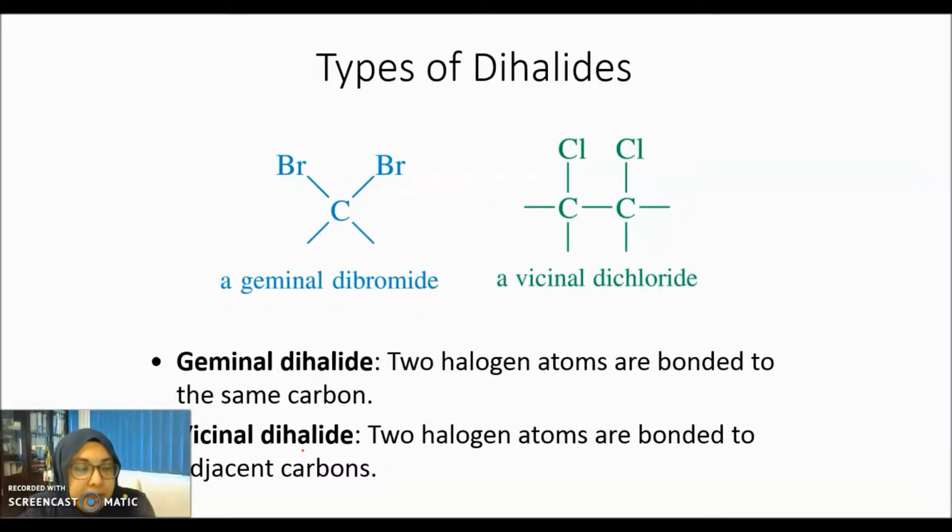What do you mean by adjacent carbon? Adjacent means sebelah or neighboring. So geminal, when you have two carbons, the halogens are present on the same carbon. However, for vicinal dihalide, the halogens are present on adjacent carbons.